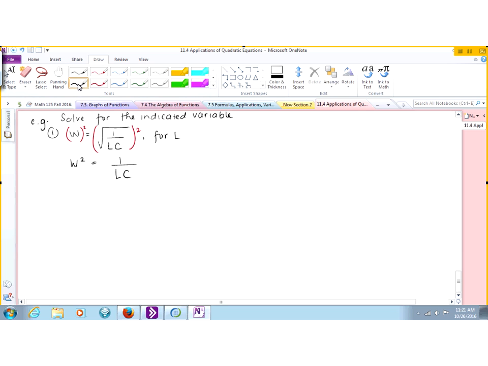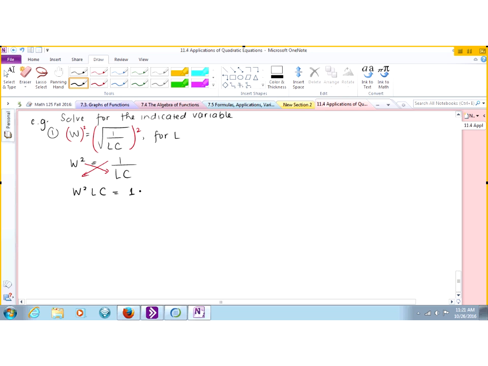Then what do you do? After we have this, how do I solve for L? Can we clear the fractions? How do we clear the fractions? Multiply by LC. Or you could say, oh, this is a proportion, so I am going to cross multiply. Yes. Have you seen this before? So W squared LC is equal to 1.